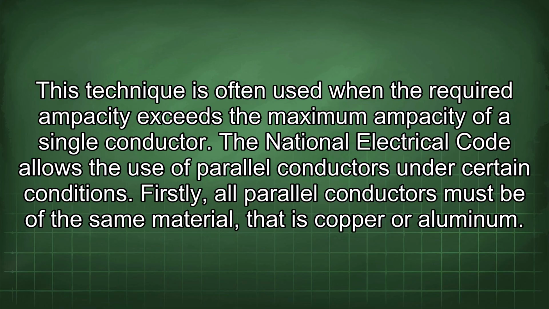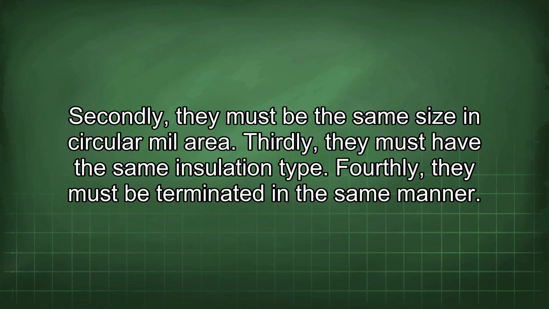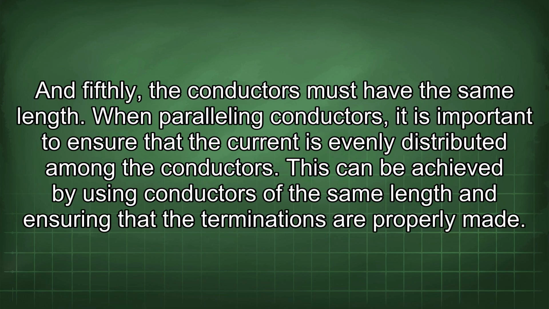Firstly, all parallel conductors must be of the same material, that is copper or aluminum. Secondly, they must be the same size and circular mill area. Thirdly, they must have the same insulation type. Fourthly, they must be terminated in the same manner. And fifthly, the conductors must have the same length.